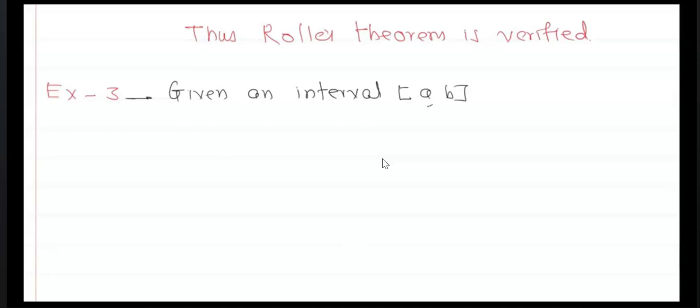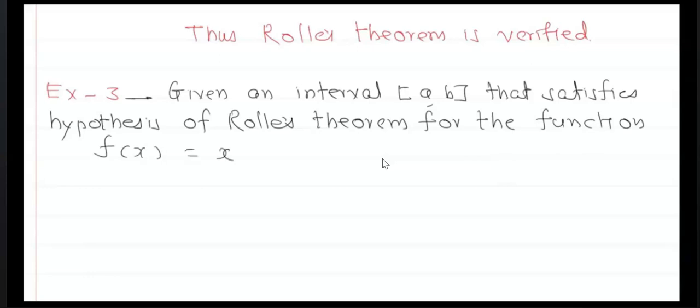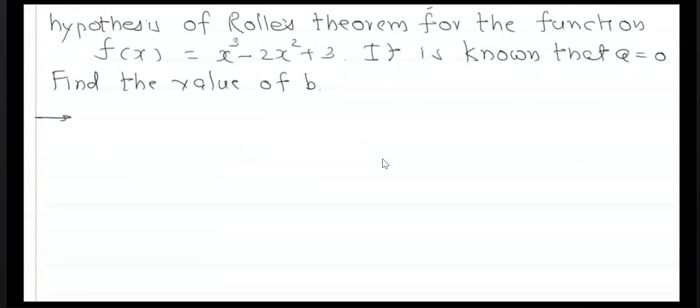Given an interval, closed interval a b, that satisfies the hypothesis of Rolle's theorem, for the function f of x is equal to x cube minus 2x square plus 3, it is known that a is equal to 0. Find the value of b.